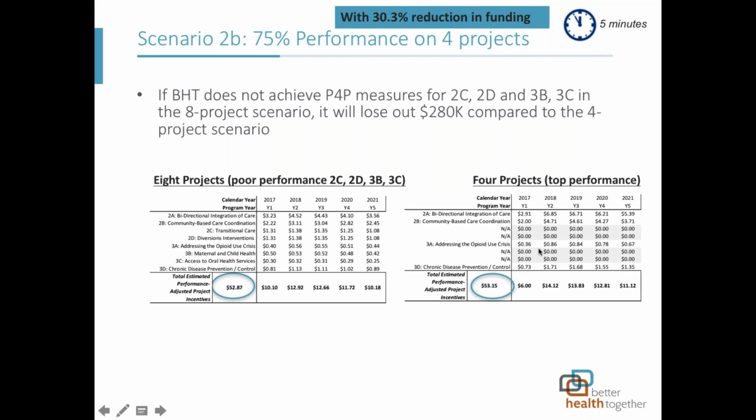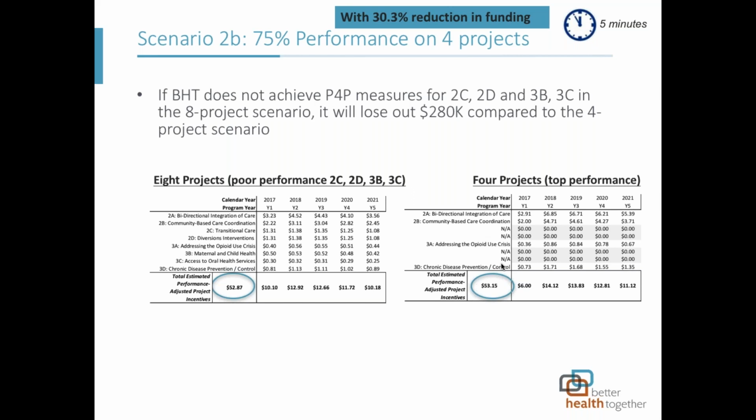But same, if we choose to not do four projects, only accept four projects as a whole and do really, really well on those projects that we do accept, then we have the potential to earn 53 million, which is a little bit more than what we would have earned on eight with poor performance.